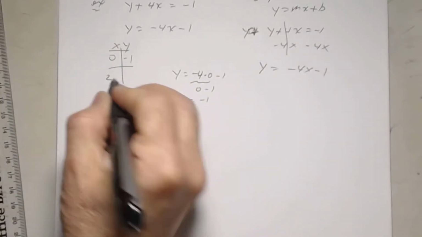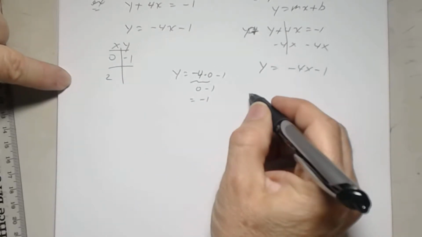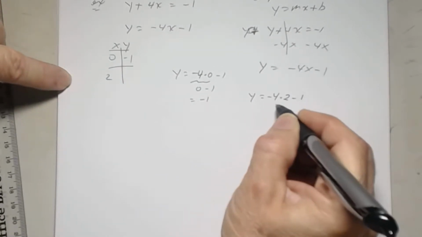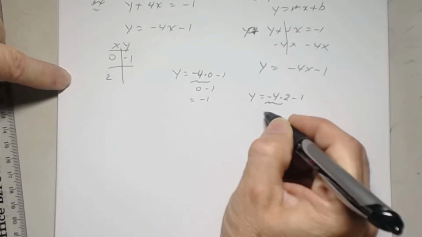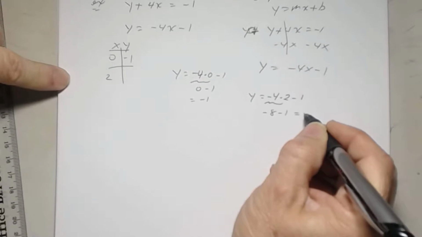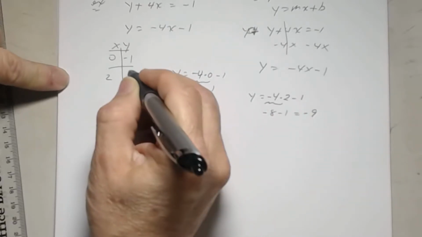And give me another number for x. 2. Is that still going to fit? Yeah. 2 will fit. So if x is 2, I get y equals negative 4 times 2 minus 1. What's negative 4 times 2? And negative 8 minus 1 is a negative what? 9. Negative 9. All right, give me one more.